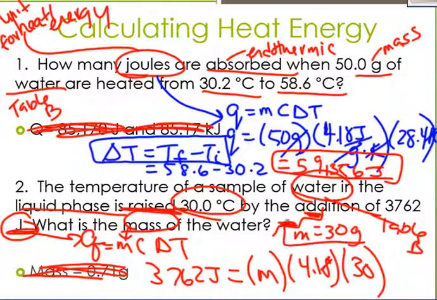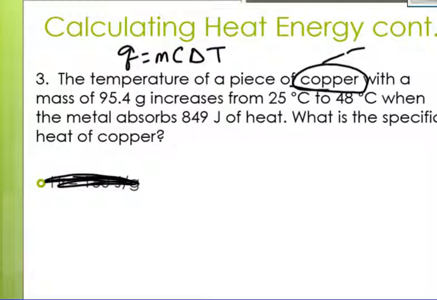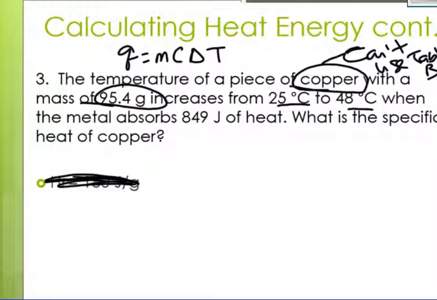Okay, last one. Calculate the heat energy for Q equals MC. The temperature of a piece of copper. Something to keep in mind, we can't use table B because this is not water. With a mass of 95.4 grams, it increases from 25 degrees Celsius to 48 degrees Celsius when the metal absorbs 849 joules. Joules is the heat.